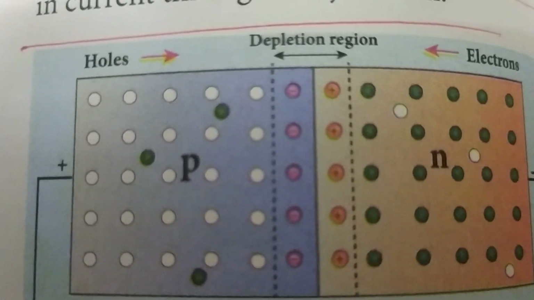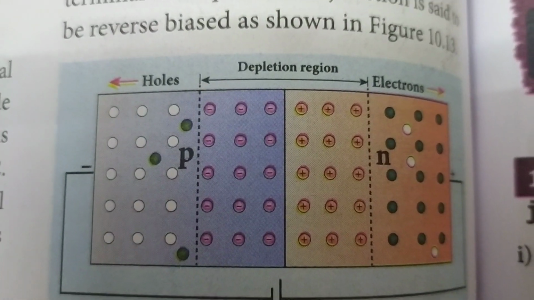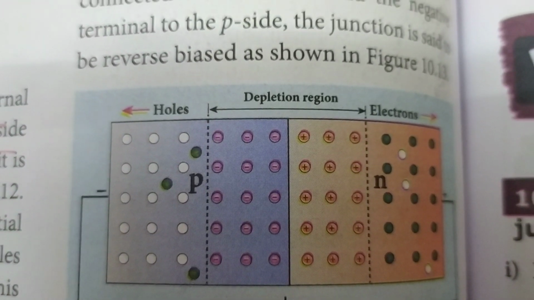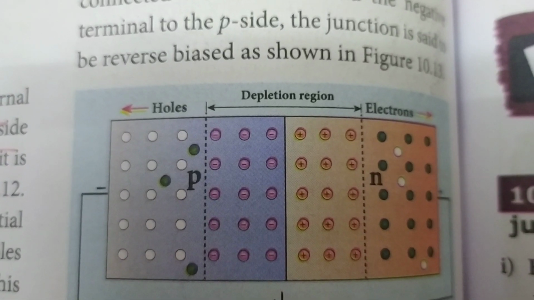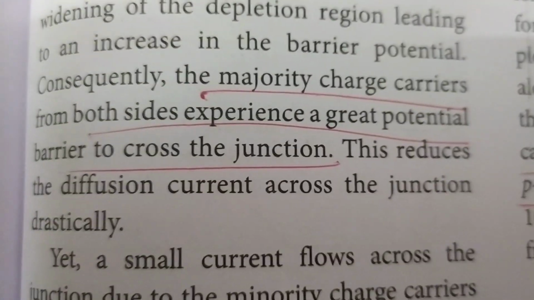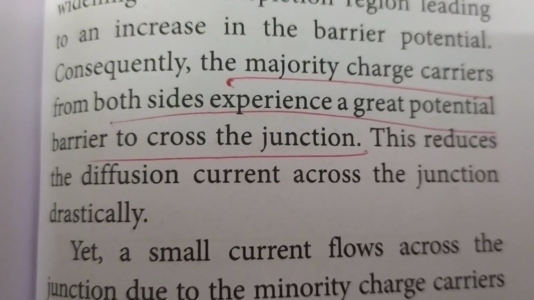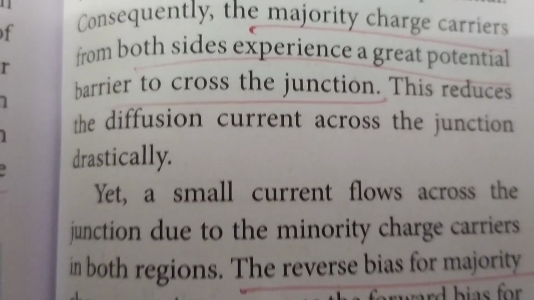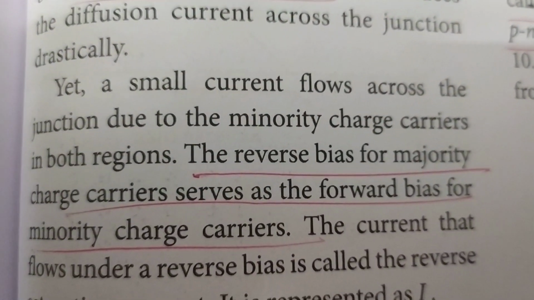When you compare this, in the forward bias the depletion region is very narrow. Here when you see the depletion region, it is very large in size. So there will be more blockage in between the p-type and the n-type. And so the majority charge carriers from both sides experience a great potential barrier across the junction. So only a very small current flows.